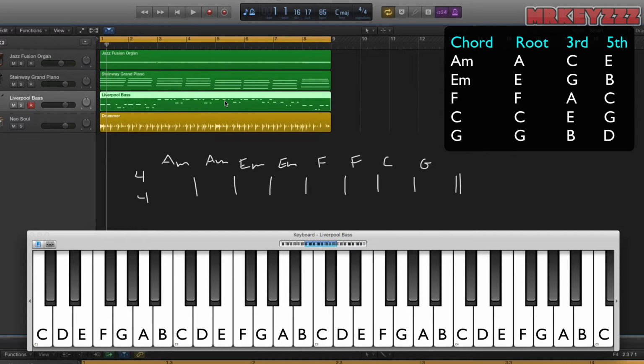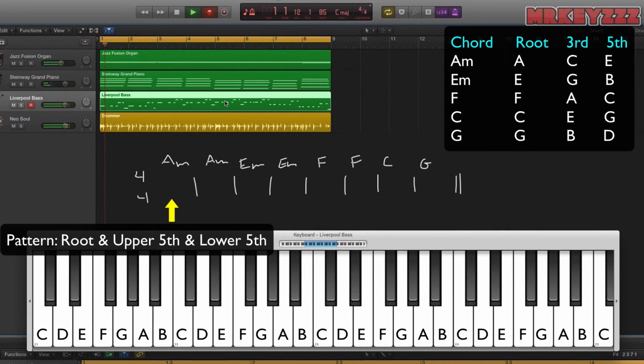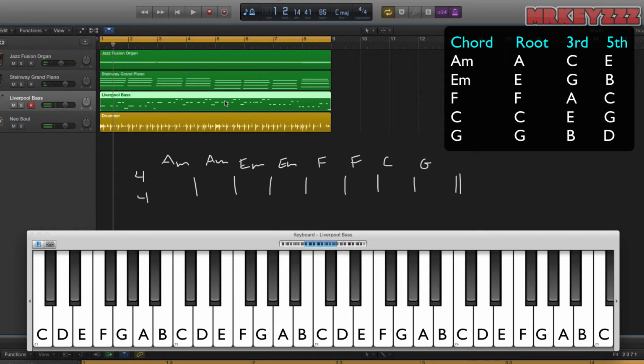Let's try another example. This time we're going to do the root plus the upper fifth plus the lower fifth. So once again, I stayed on the root for the most part, and then maybe about half the bar I was using the fifths. But generally, we're using the roots a lot more than we're using the fifths.